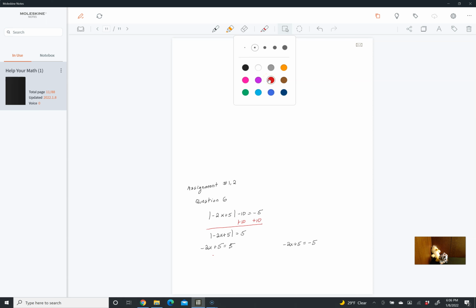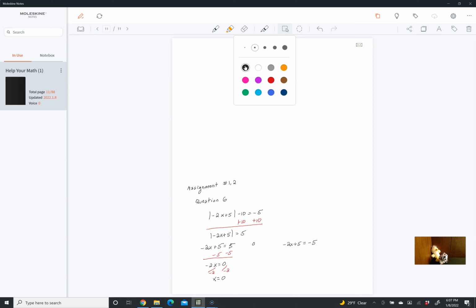So on the left, we can just subtract 5 from both sides. That gives us that negative 2x is equal to 0. And then we can just divide both sides by negative 2. And we know that 0 divided by anything is going to give us 0. So on the left here, we have that x is equal to 0.